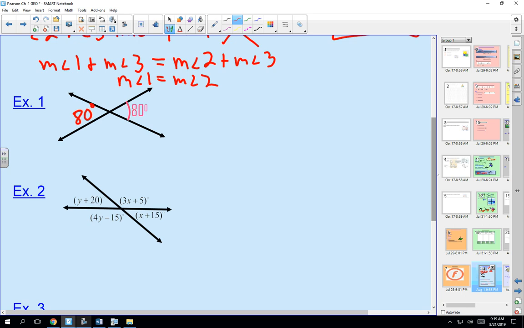But would you agree that if I take these two right here, they should add up to 180, right? Because they are a linear pair. So I'm going to start with that. 3x plus 5 plus x plus 15 has to equal 180.